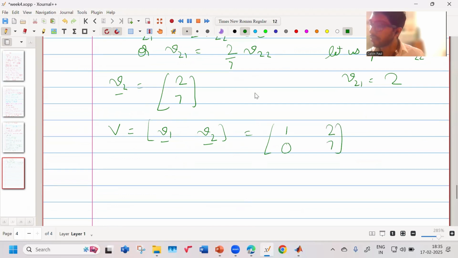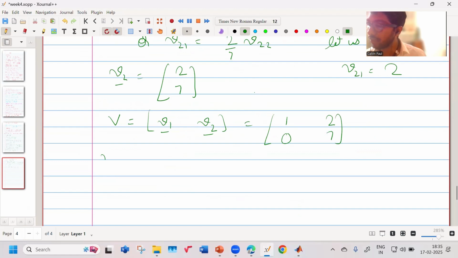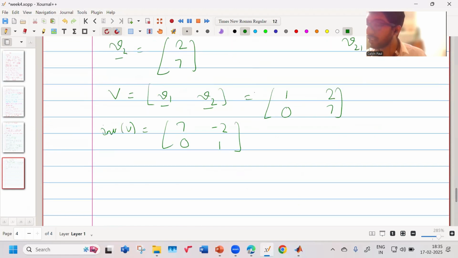Okay. So what is the inverse of V? Inverse of V actually is what? 7 and 1 get interchanged, minus 2 and 0 be here. You interchange the sign of the off diagonal elements. You do 7 and it is divided by 7. Okay, so this is our inverse matrix of V, right? So that actually is 1, 0, minus 2 by 7 and 1 by 7.